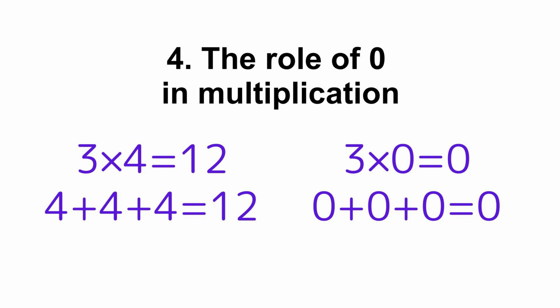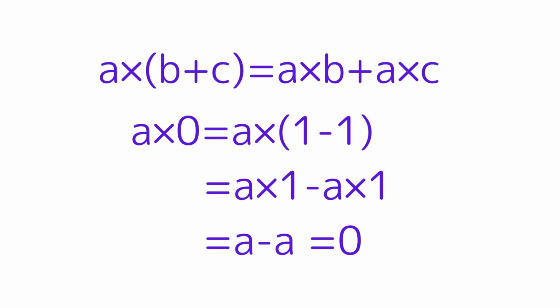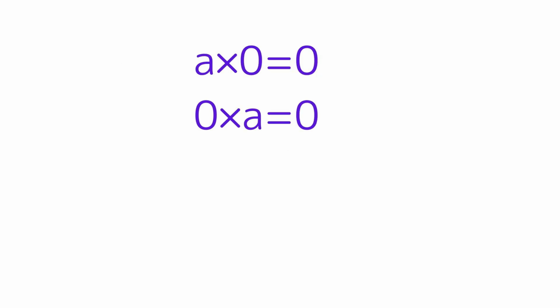It can also be explained using mathematical properties. There is a law in mathematics called the distributive law. a times (b plus c) equals a times b plus a times c. Using this law, a times 0 equals a times (1 minus 1) equals a times 1 minus a times 1 equals a minus a equals 0. a times 0 equals 0. Therefore, multiplying any number by 0 is 0. Also, using the commutative law, a times 0 equals 0 times a equals 0. Therefore, multiplying 0 by any number is 0.